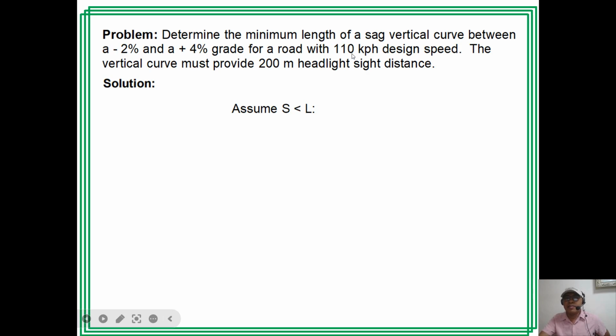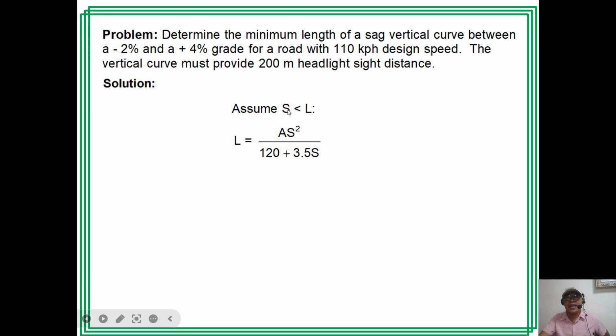I think we will not use this. This will be used for other considerations, because if the formula for S fails, we have other criteria to be satisfied, which is beyond the scope of this video. The vertical curve must provide a 200-meter S, and then we are asked to solve for the length.